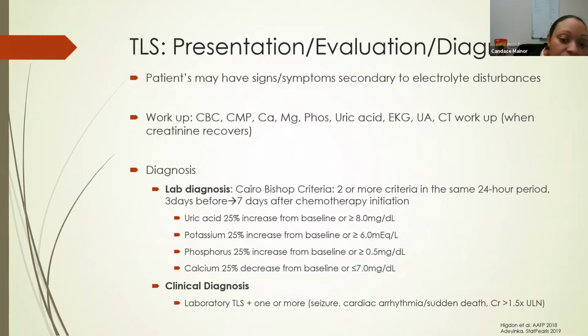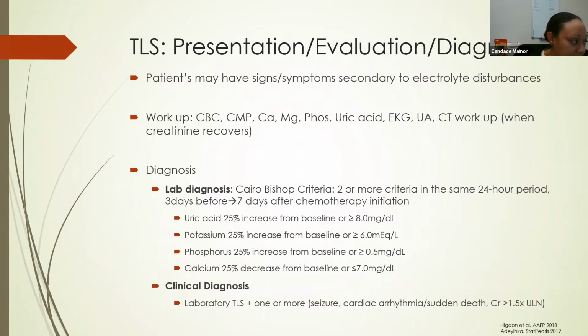But in order to work up a patient where we're concerned that has tumor lysis syndrome, we may have a heightened sense of awareness if a patient says they have nausea, vomiting, diarrhea, lethargy, muscle cramps, tetany, or hematuria. Of course, on lab work, we would be getting a CBC, CMP, checking the electrolytes, uric acid, and the diagnosis can be made either based on laboratory data or a clinical diagnosis.